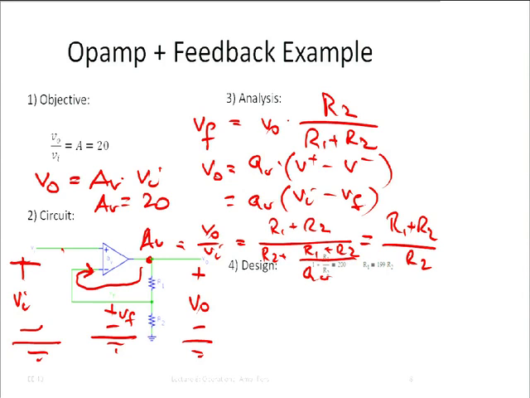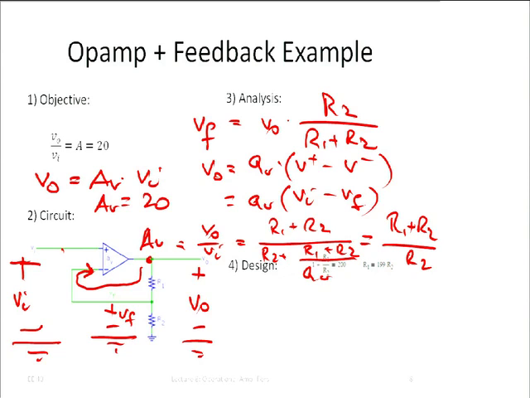Okay, so that's the wonderful thing about feedback. If we have very high gain, then we can use feedback, and we can then set the gain by the network that is in this feedback loop, and in this case these are resistors which we can make precise. Okay?